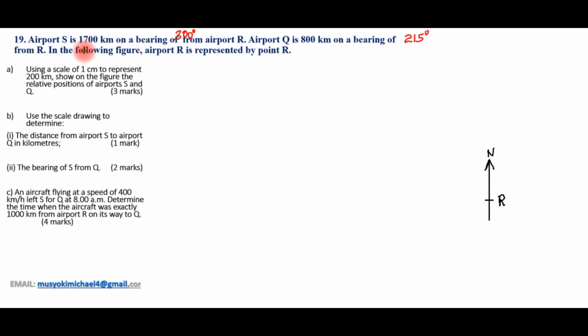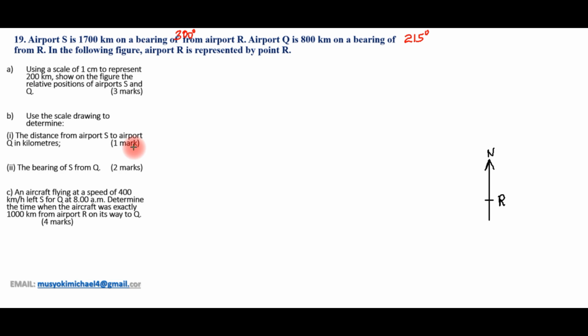So airport S is 1700 km on a bearing of 300 degrees from airport R. Airport Q is 800 km on a bearing of 215 degrees from R. In the following figure, airport R is represented by R. So we are going to use a scale of 1 cm to represent 200 km, to show the relative position of airport S and Q, and then we use a scale drawing to determine the distance from airport S to airport Q in kilometers and the bearing of S from Q.